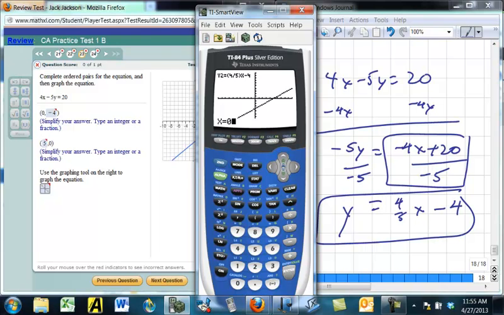Trace 0 will tell us the one on the y-axis, 0, -4, and we can do a calc 0 to find the one on the other axis. This is easier to do by hand, honestly, in this case, but we can do it here. Left, right, guess. And of course that should be 5, 0, and it is.